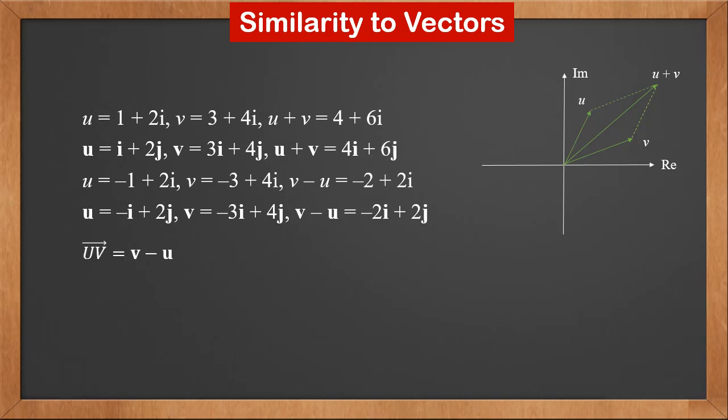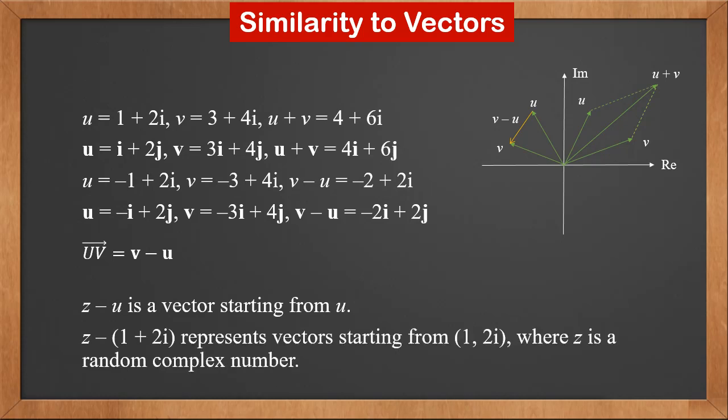We know vector UV is v minus u. So on the Argand diagram, complex number v minus u is a vector from u to v. In general, z minus u is a vector starting from u. For example, z minus (1 plus 2i) represents vectors starting from the point 1 + 2i, where z is a random complex number. Remember this important fact. We will use it later in loci.